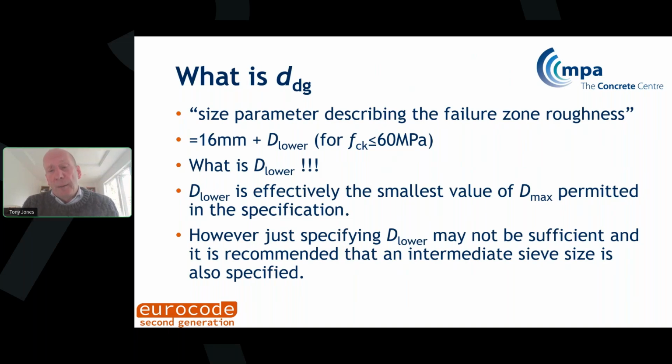It's worth noting, it's hinted at in the code, and we expand it in the national annex, that just specifying D lower may not be sufficient because of the tolerances. You can specify D lower and end up with not very much of that aggregate. So we recommend an intermediate sieve size.